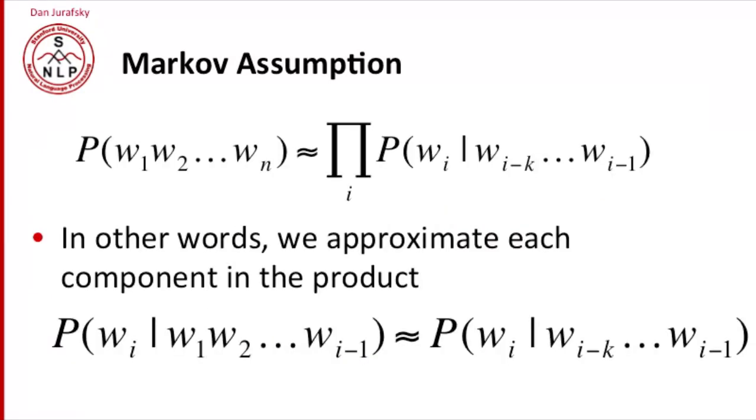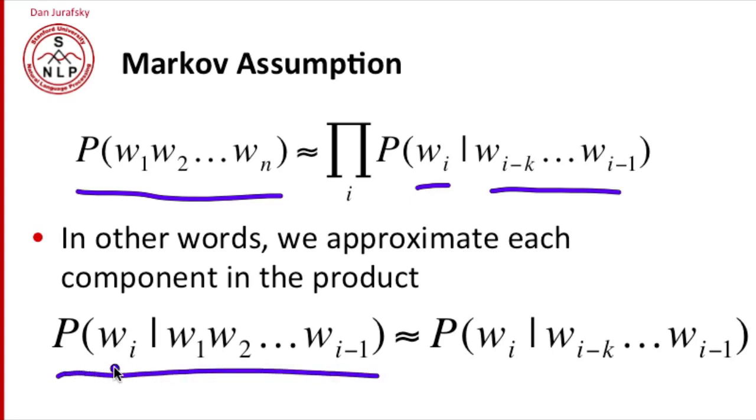More formally, the Markov assumption says the probability of a sequence of words is the product for each word of the conditional probability of that word given some prefix of the last few words. So in other words, in the chain rule product of all the probabilities we're multiplying together, we estimate the probability of w_i given the entire prefix from 1 to i-1 by a simpler to compute probability, w_i given just the last few words.